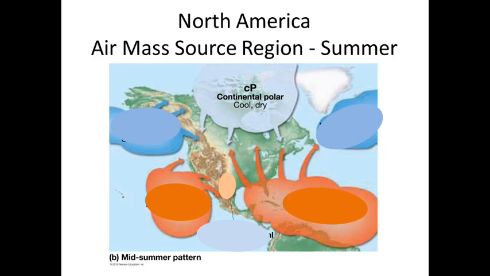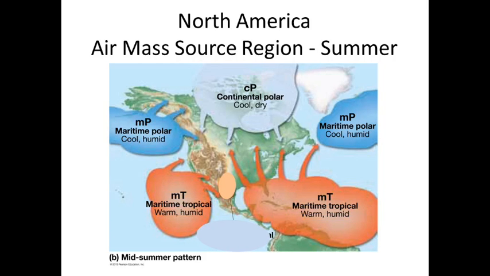Okay? The things kind of look similar along the sides there. Maritime polar, a pair of maritime polars from the Pacific and the Atlantic. You got it. An assortment of sources for that, in the summertime, for those moist, hot air masses.